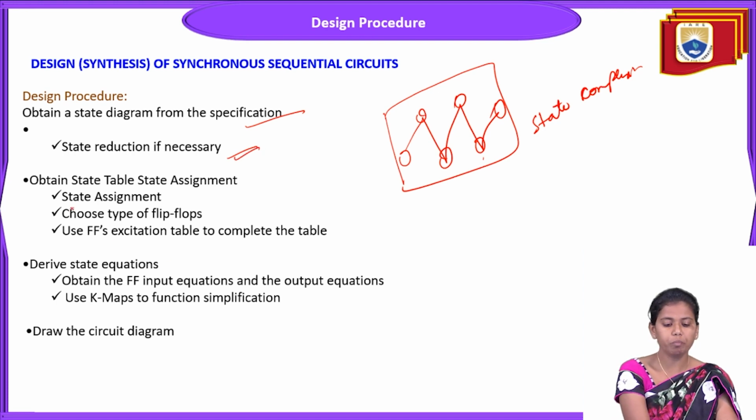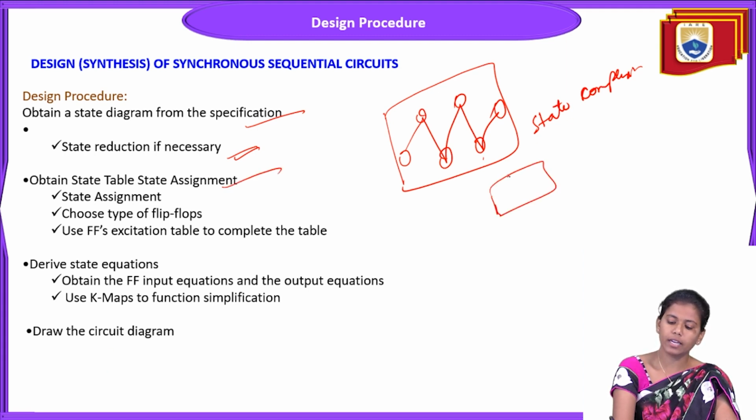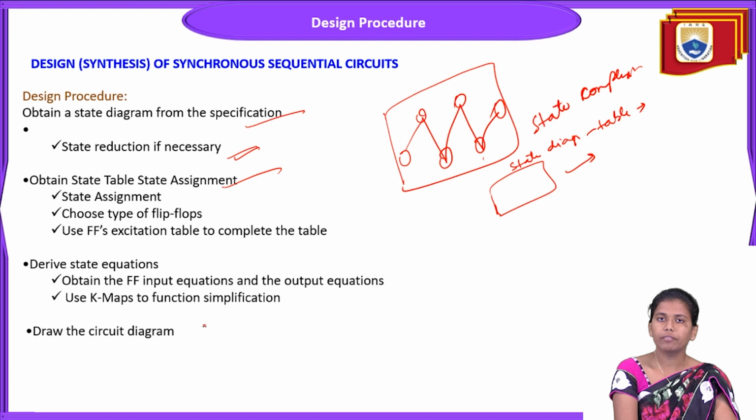And then the second is to obtain the state table and state assignment. Soon after forming a state diagram, the next step is the state table. Out of this diagram, a state table is to be constructed, and then after the state diagram, state assignments. That means with the help of inputs and outputs, the state transitions between the input and output can be observed and mentioned clearly. So here: obtain state table, state assignment, choose type of flip-flops.